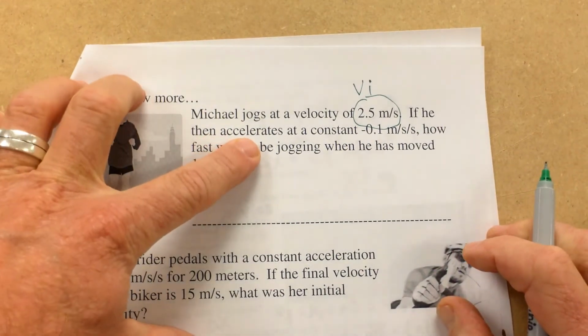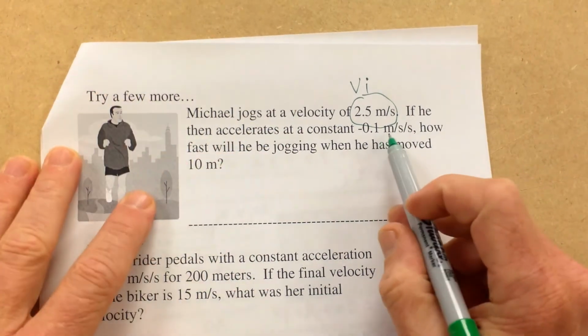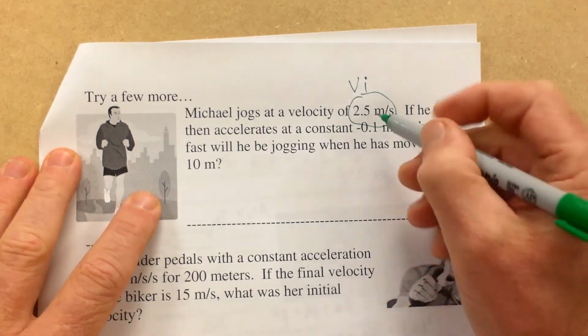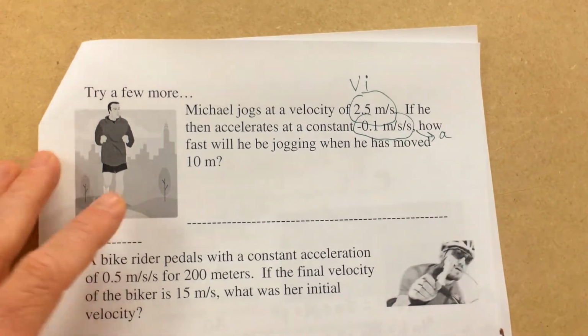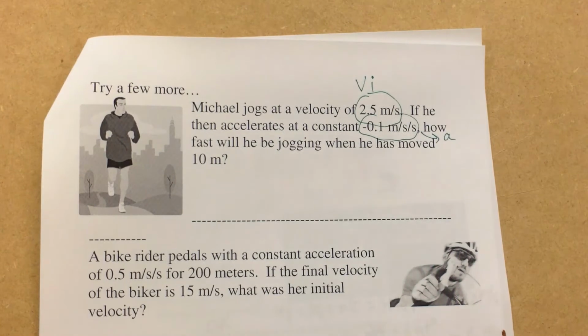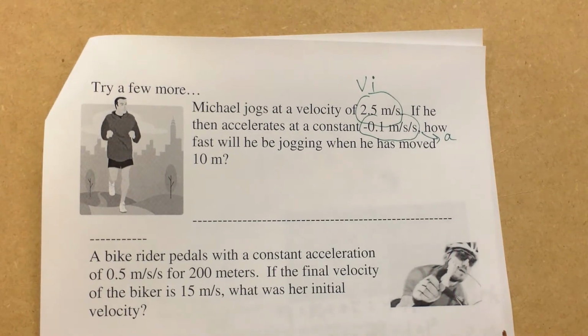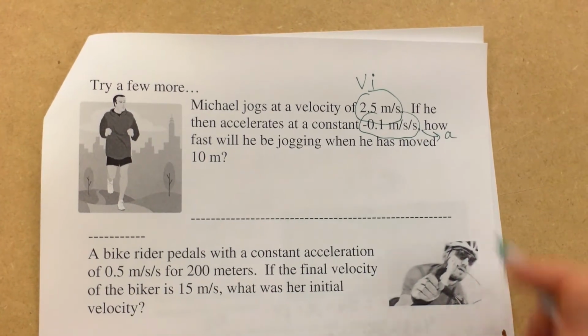He then accelerates at a constant negative 0.1 meter per second squared. So that represents our acceleration. Now notice that's negative. So what's Mike doing? Well, he's slowing down, right? He's getting slower as he's jogging. Maybe he's getting tired, right? He's slowing down a little bit. So how fast?